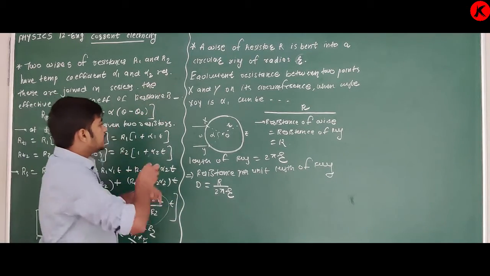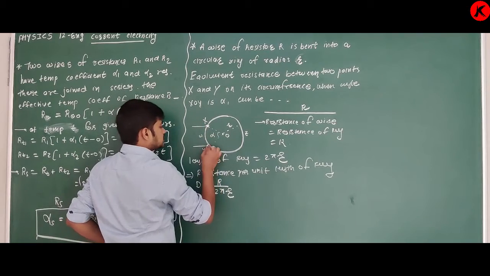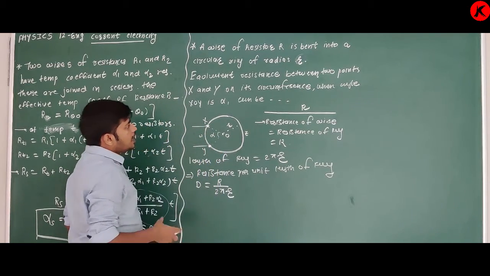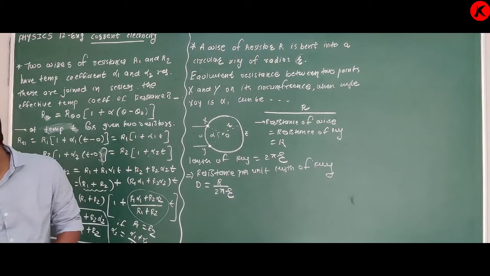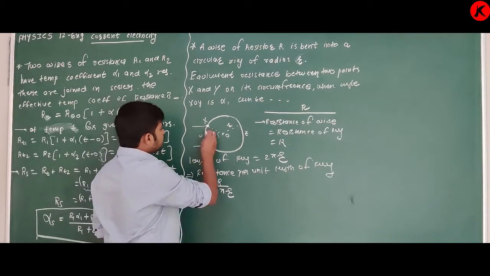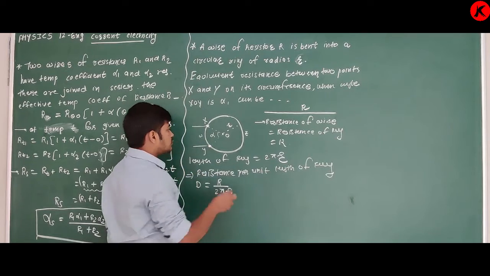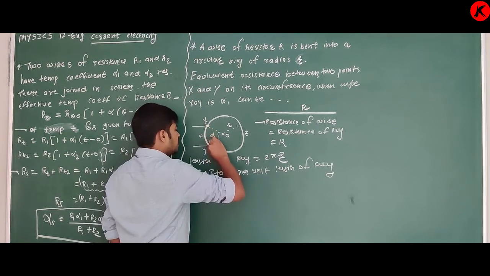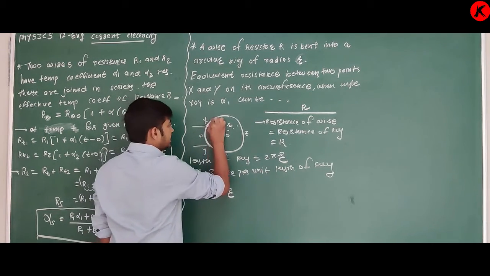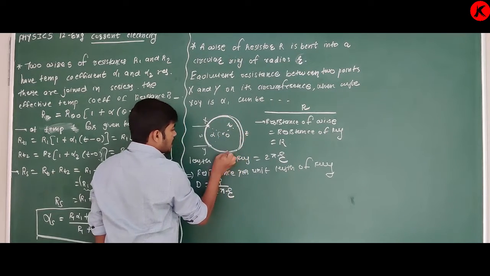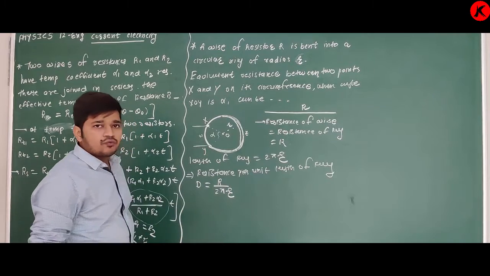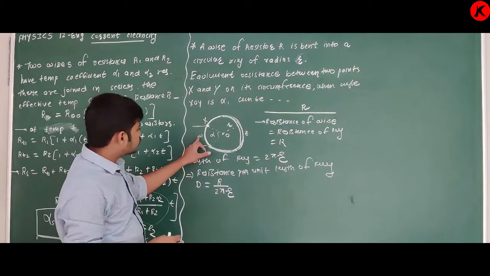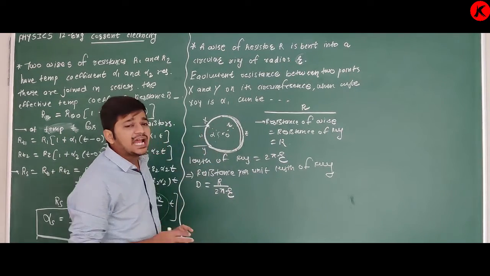Now see, it is point X, it is point Y. You have to find the equivalent resistance between points X and Y. Between X and Y, there are two parts of the ring. First, XWY, the smaller one, and then XZY. First of all, you have to find the resistances of these two parts, because they have common ends.